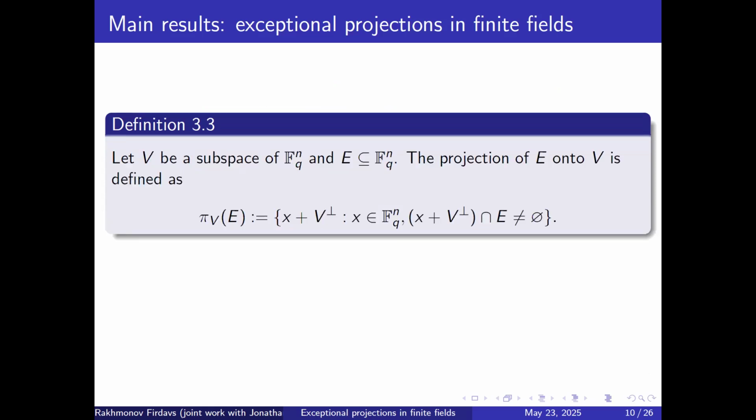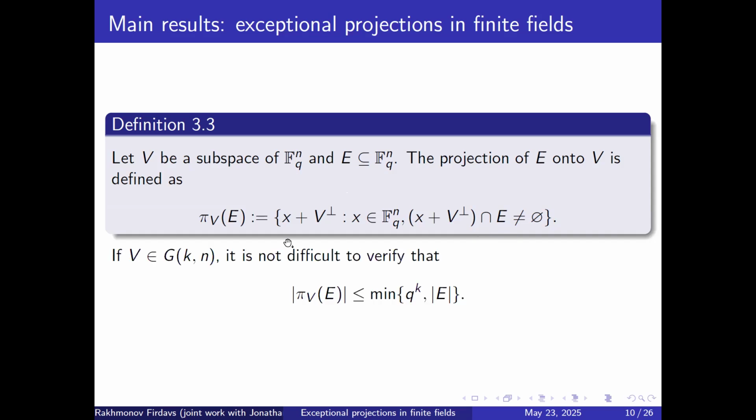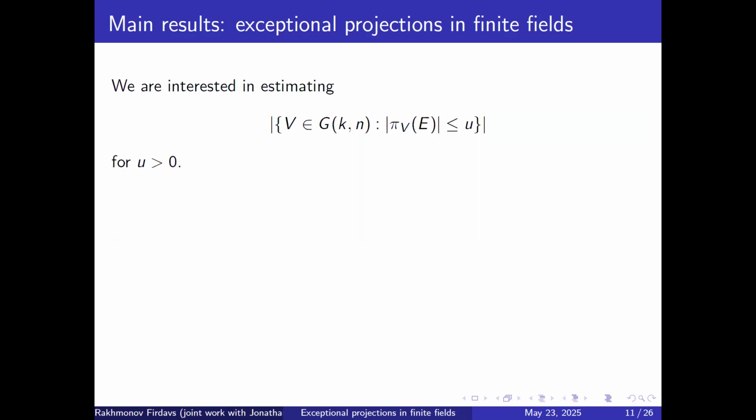So now we have to define the projection. We have to define projection in finite fields in a slightly different way because of some subtleties between F_q^n and R^n. So if E is a subset of F_q^n and V is a subspace, the projection of E onto V is the set of all cosets of V perp that intersect E. V perp is the orthogonal complement to V. It's easy to see that we have this upper bound for the size of the projection, and we are interested in estimating the size of this set.